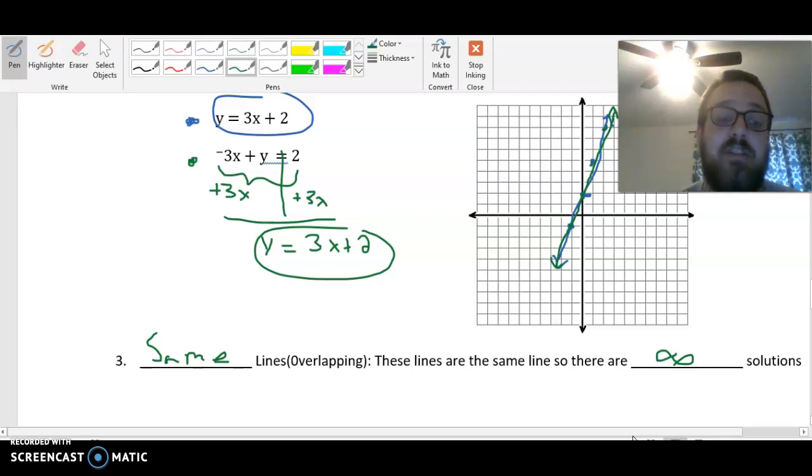Having infinite solutions does not mean everything's a solution, right? The point (2, -1) is not a solution. It doesn't work. However, there are infinite things I can come up with that do work. (0, 2) works. (2, 5) works. Or (1, 5) works. (2, 8) works. So on and so forth. There's infinite things I can come up with because they are the same line.